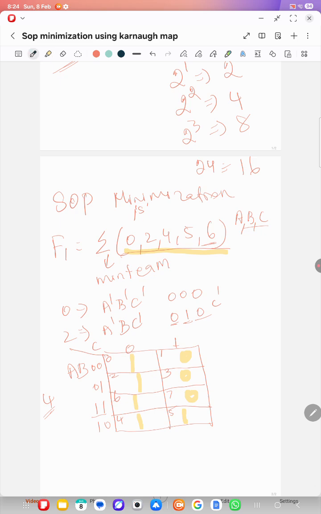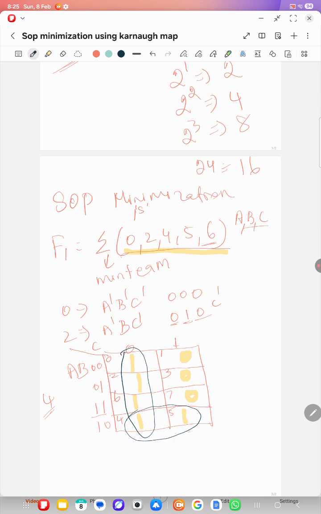Now how will you group? I told you, the adjacent ones in terms of powers of 2. 4 ones are there, so you can group them. And this one has an adjacent 1 over here, that also you can group.